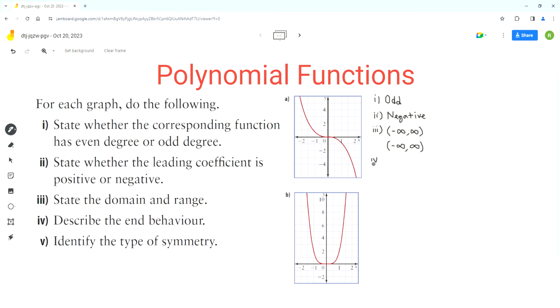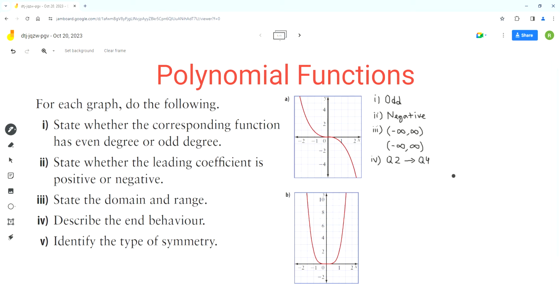In the next part, we have to describe the end behavior. End behavior can be explained in 2 ways. One is in terms of the quadrants. If we describe the end behavior in terms of quadrants, in this case the graph starts from quadrant 2 on the left side and it ends in quadrant 4. So the quadrant behavior can be described as quadrant 2 to quadrant 4.